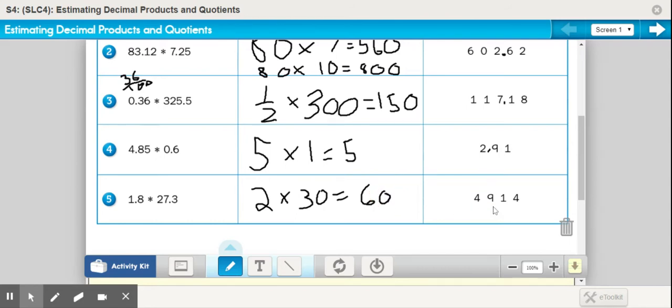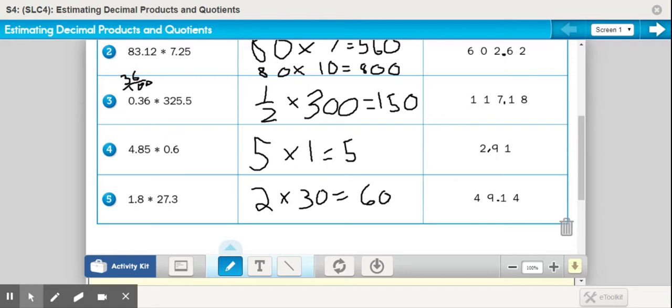Tens, ones, oops, sorry guys. So 49 and 1400ths, is that close to 60? Yep, it definitely is.